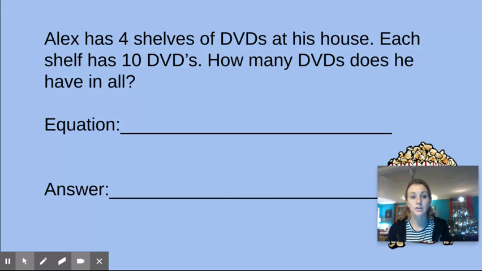Once you have an equation and an answer for those 3 word problems, I would like you to take a picture of it, and you're going to send it to me in Seesaw. If you want to put a little label of word problems, that is fine. Again, I would like to see your work so I can see what you completed during this lesson.